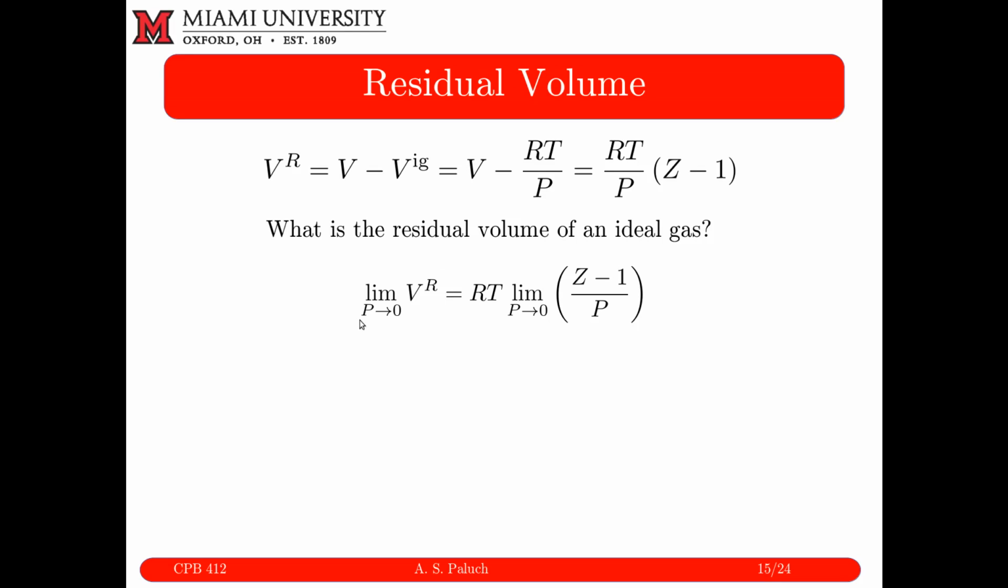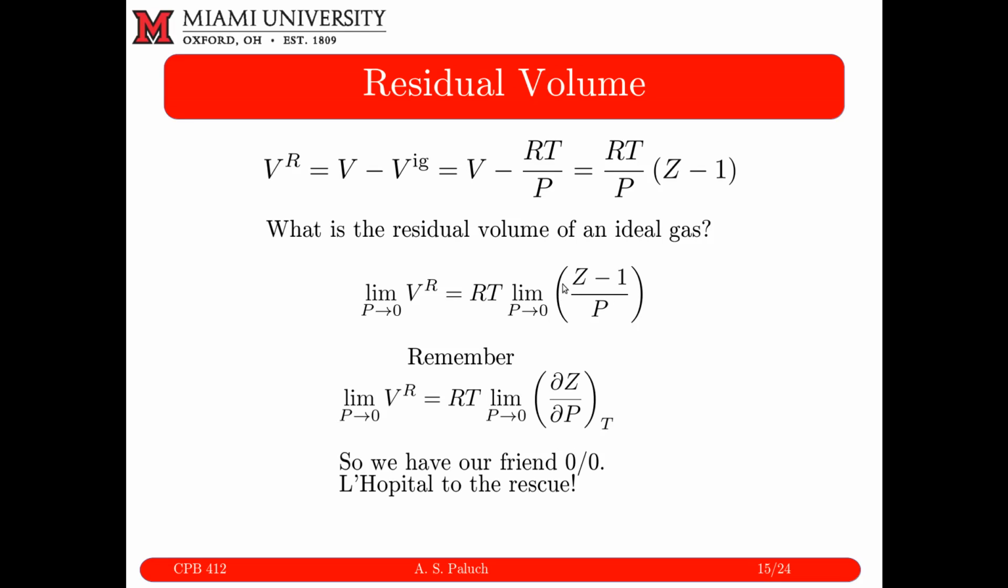In the limit that P goes to 0 of VR at constant T, we bring out RT, and we have the limit that P goes to 0 of Z minus 1 over P. In the ideal gas limit, I know that Z is equal to 1, so my numerator is going to 0. But at the same time, our ideal gas limit is a limit that P goes to 0. So in terms of a limit, we're stuck with our friend 0 over 0.